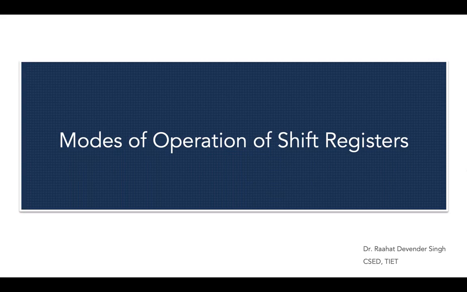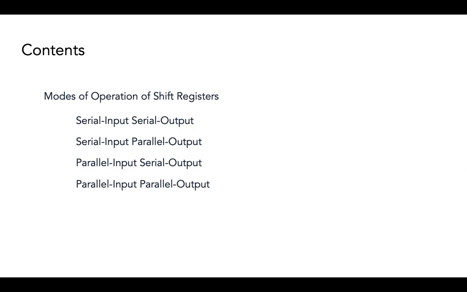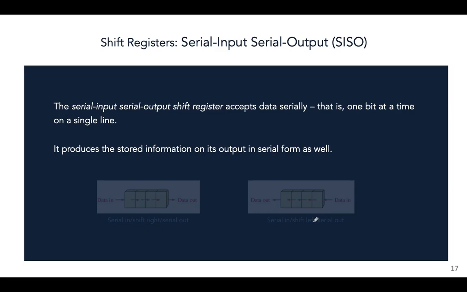Hello everyone. In this video, we are going to talk about the various modes of operation of shift registers. In the previous video, we mentioned these four kinds of operations of shift registers: SISO, SIPO, PISO, and PIPO. Now we will talk about each of these in detail. Let's first begin with SISO, serial input, serial output shift registers.